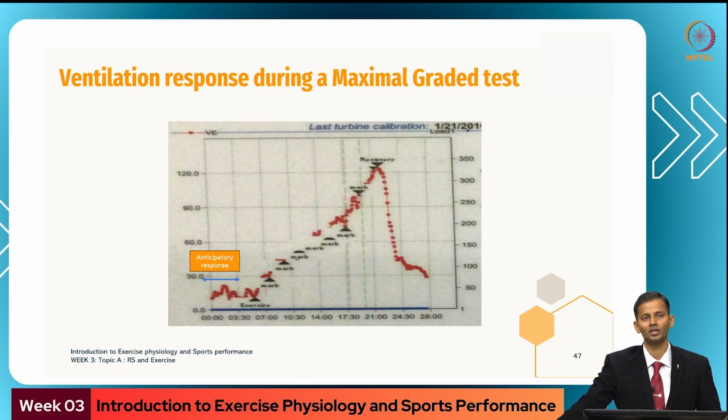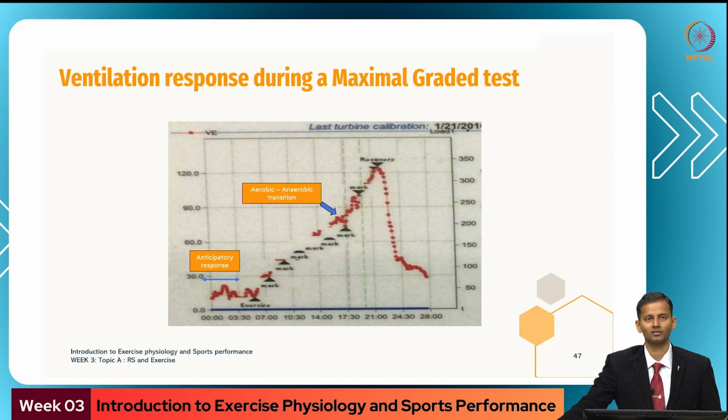So before the onset of exercise also, you can see that there is some minimal increase in the ventilation, which you can see as some worm-like waves marked in red, slightly above the baseline. So this is slightly above the normal tidal volume, and that is what is called the anticipatory response.